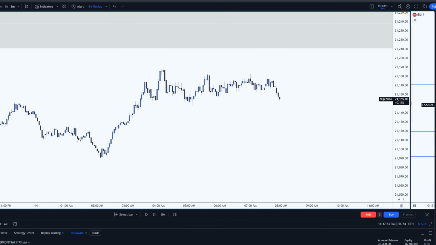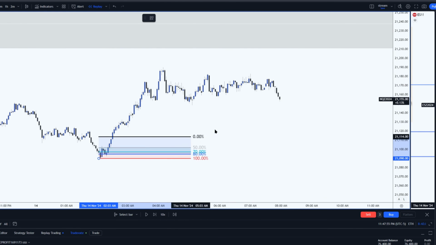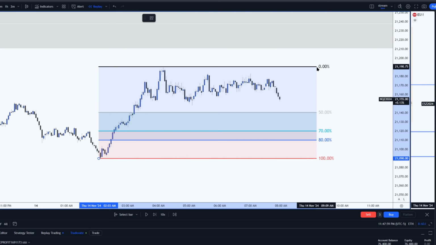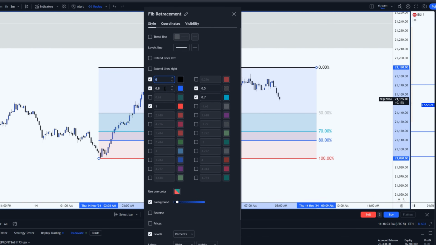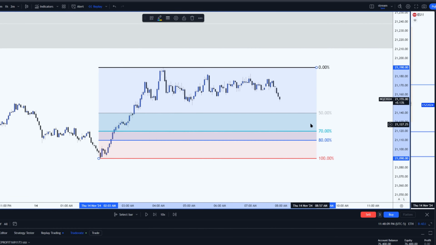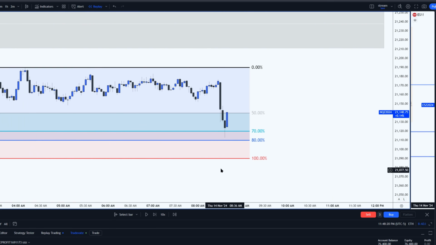Moved up. Now let's put our Fibonacci on here. And to do this, you're just going to start at the bottom, move up. And the settings are 0.8, 1, 0, 0.5, 0.7. I like having the 0.5 on there. I think it's an important level in price. Let's go forward here. There it is.